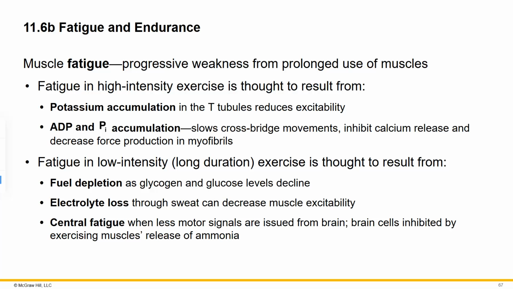Muscle fatigue, progressive weakness from prolonged use of muscles. Fatigue in high-intensity exercise is thought to result from potassium accumulation in the T tubules, which reduces excitability, and ADP and phosphate accumulation, which slows cross-bridge movements, inhibits calcium release, and decreases force production in myofibrils. Fatigue in low-intensity, long-duration exercise is thought to result from fuel depletion, electrolyte loss, and central fatigue.